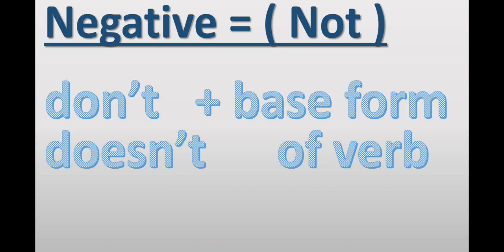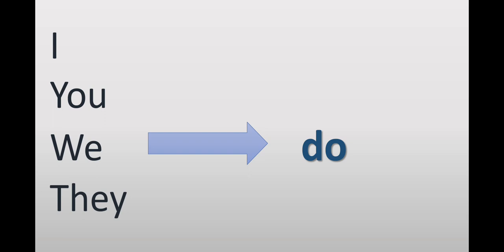So when are we going to use don't and doesn't? The pronouns he, she, and it take does. So in negative we use doesn't with he, she, and it. Okay, and what about the rest of the pronouns? I, you, we, or they? We use the helper do, and in negative we call it don't.